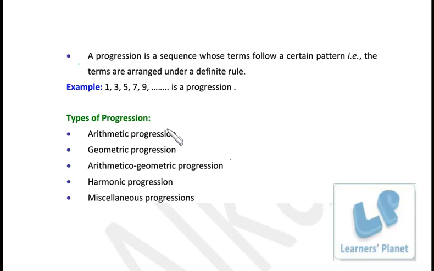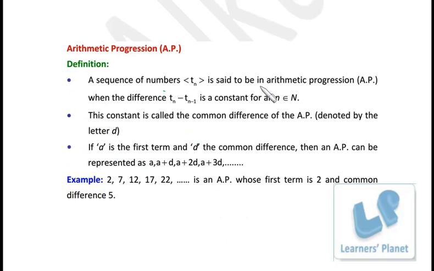Okay. Now there are various types of progression: arithmetic progression, geometric, arithmetico-geometric, harmonic, and some others, right? We'll be taking them one by one. First of all, we discuss arithmetic progression, that is AP. Now let's see the definition.